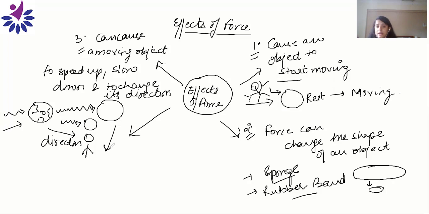So three things are happening. It can speed up, it can slow down, and it can change its direction. Now you must be wondering, this first and the third one, they almost look similar. Well, they are, but the difference is it can cause the object at rest to start moving, but this is opposite, that it can cause the moving object to speed up, slow down, and to change its direction.